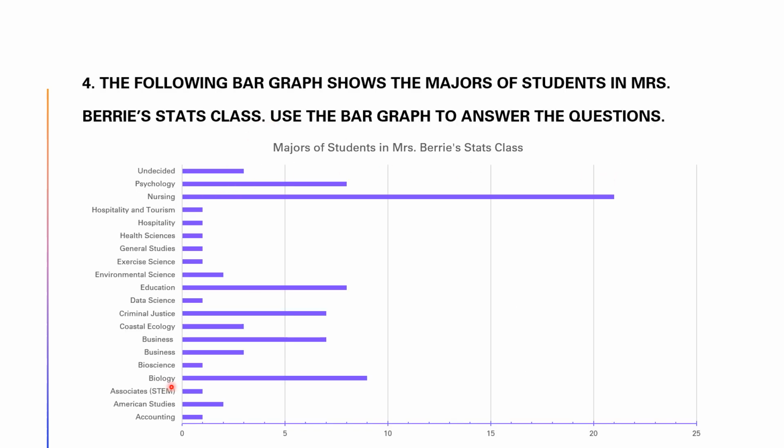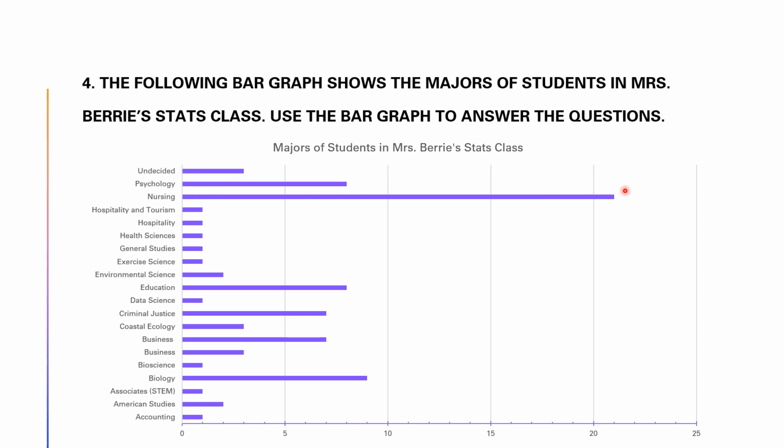All right, and then lastly, we've got a little bar graph here. You can see I do have one little mistake here. This is hospitality and tourism, and then hospitality. I should have combined those into one bar, but it's okay. It says, the following bar graph shows majors of students in my class. Use the bar graph to answer the question.